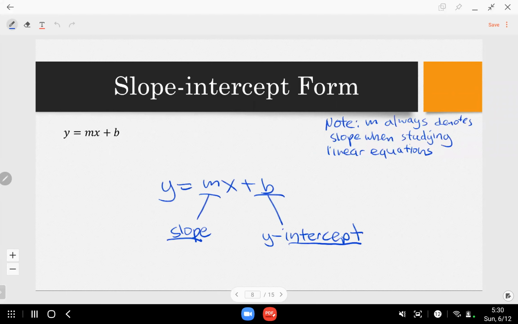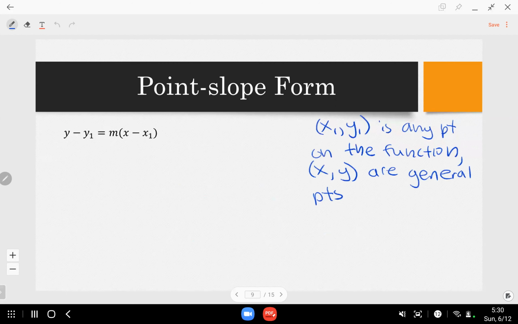For example, in slope-intercept form, these are just there. They're general points, variables that can change. But x1, y1 are actual real numbers, while x and y are just variables. Of course, if we dissect this, m is the slope. So that's about it for point slope form. We'll talk about how to graph all these forms in the next few slides.